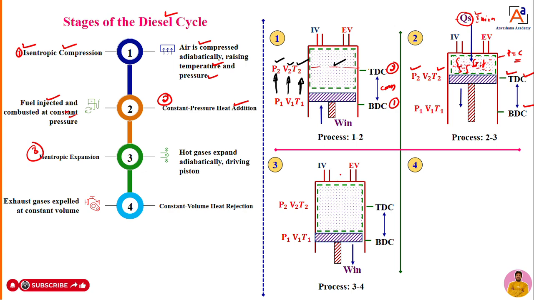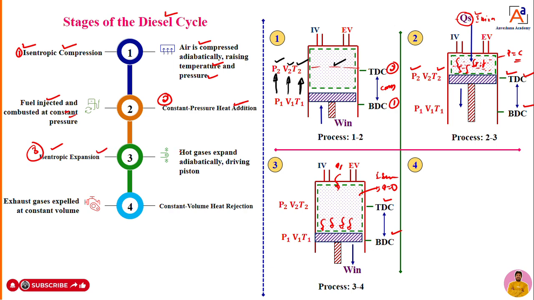Dear students, because of heat addition, that is QS, sudden combustion will take place, hot gases are going to form, and those hot gases are going to exert explosive force over the surface of the piston, hence the piston moves from TDC to BDC. If the piston moves from TDC to BDC, that means it is getting expanded, but there is no heat transfer at all. That process we can call an adiabatic expansion. If it is happening quickly or suddenly, we can call it an isentropic expansion. So that third process is isentropic expansion or adiabatic expansion.